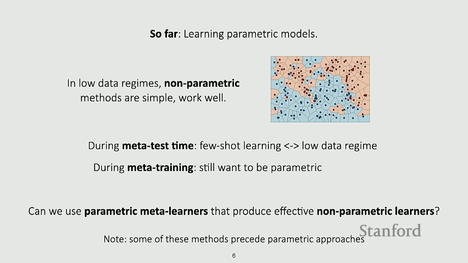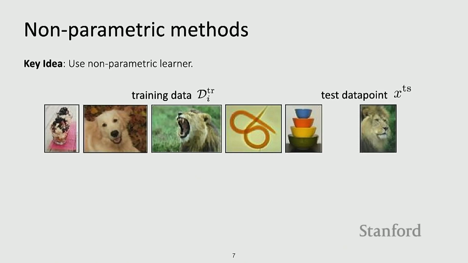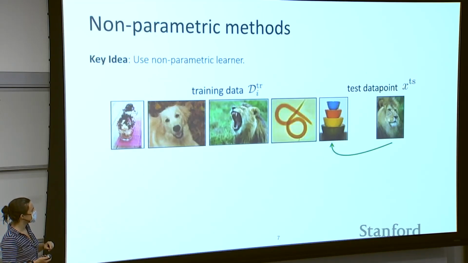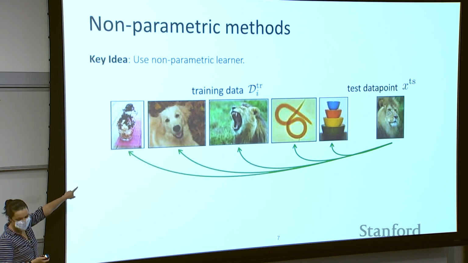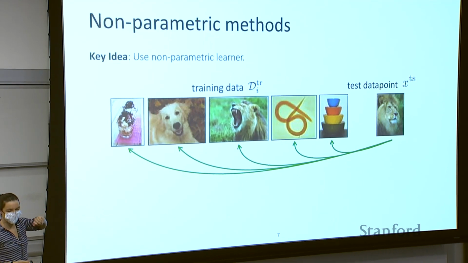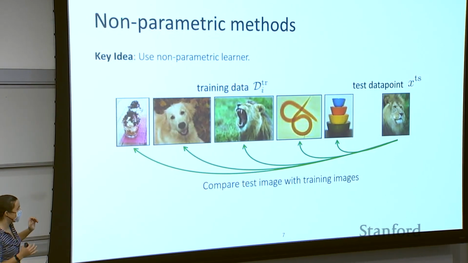Okay, so what exactly do I mean by using a parametric meta-learner to produce a non-parametric learner? Let's think about nearest neighbors as our non-parametric learner. If we have a training data set at test time and a test data point, we're just going to compare the test data point to each of the training examples. We'll run a comparison between each of these, find the one that is closest to our target image, and output the label of the corresponding image.